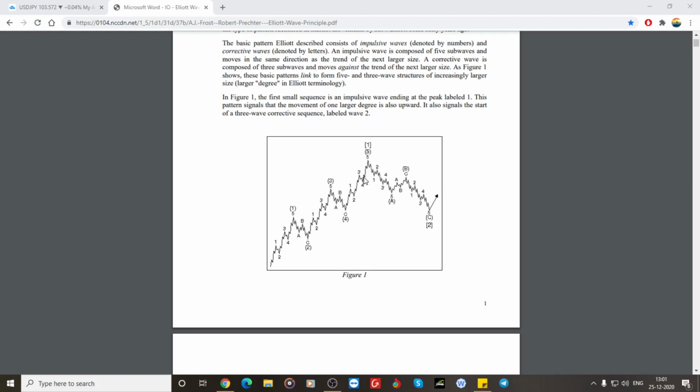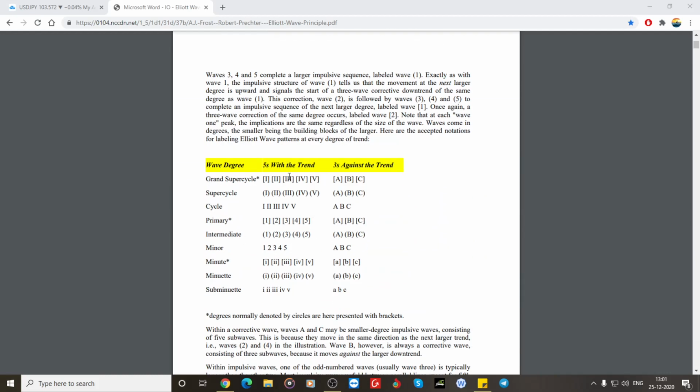Next is the whole 5 waves like this. How in the minor you will get wave 1 and wave 2 as corrective. Once the 5 waves are completed, you will get a three-wave structure to the downside to retrace this 0 to 5. This kind of wave is called a primary or one cycle. So this is sub-minute, minute, minor, intermediate, primary, cycle, super cycle, and grand cycle.